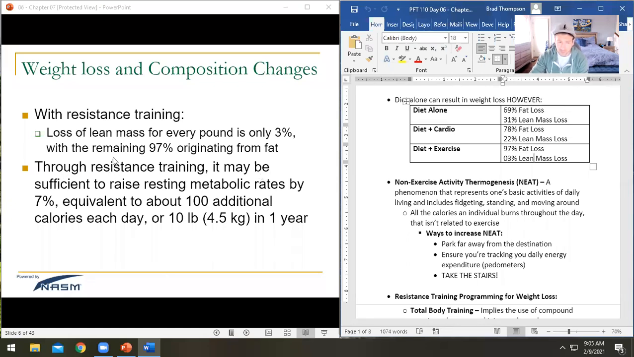So through resistance training, it may be sufficient to raise the resting metabolism by 7%, or equal to about 100 calories each day. So this is one of the things that we see, that through exercise in general, like really working pretty hard here, this can actually raise metabolic rates by 7%.